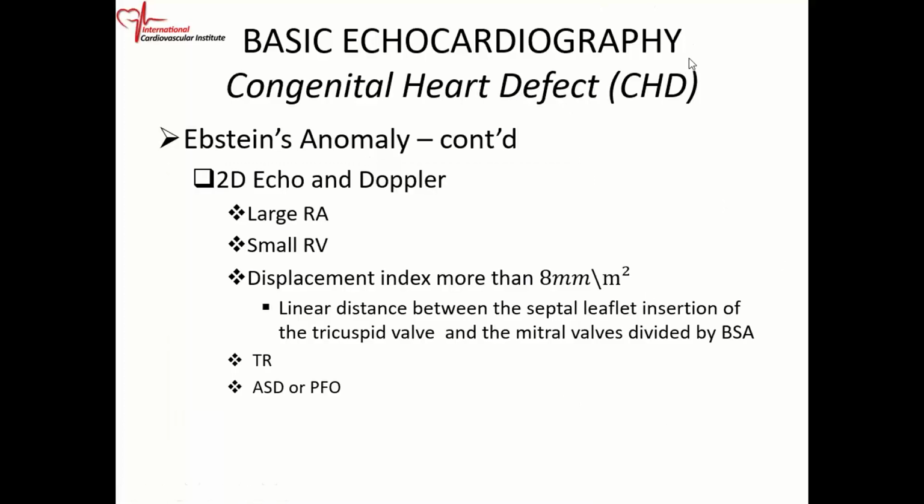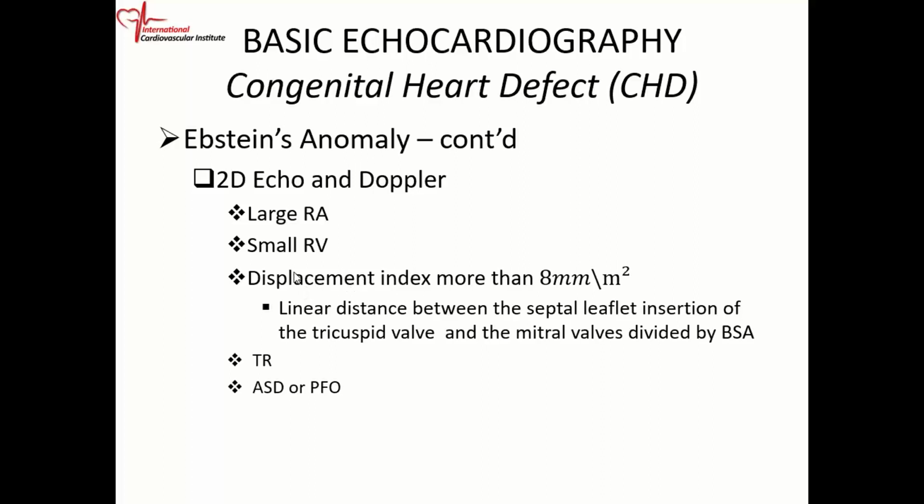So when you look at your echo, what are you going to see on the echo? You're going to see a large right atrium. Okay? You're going to see a very small right ventricle. So just think about it. You know, the tricuspid valve is lowermost in the ventricle. So the ventricle is going to be small. The atrium is going to be large. The classic definition is the displacement index.